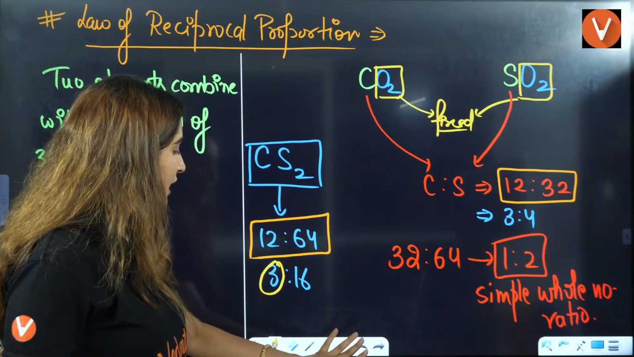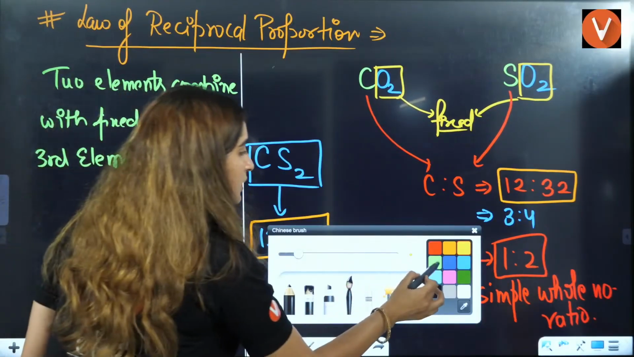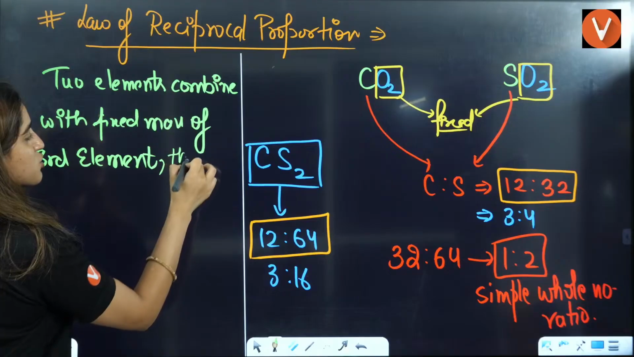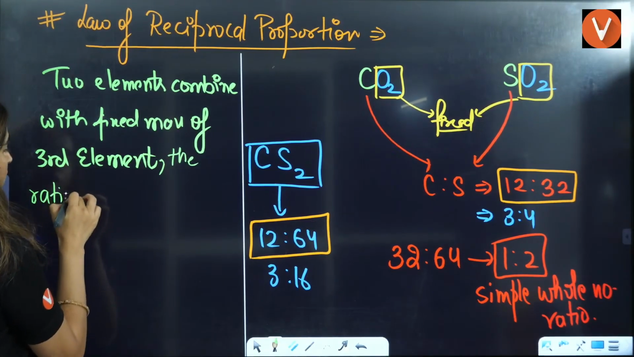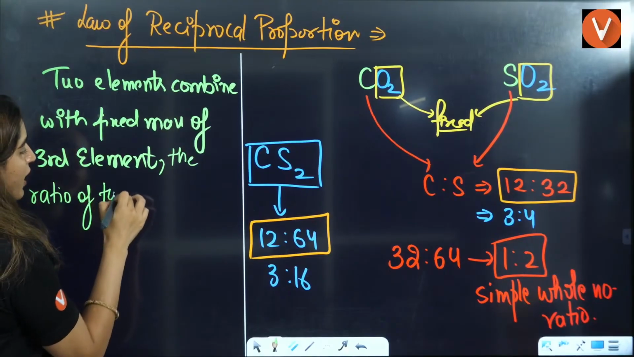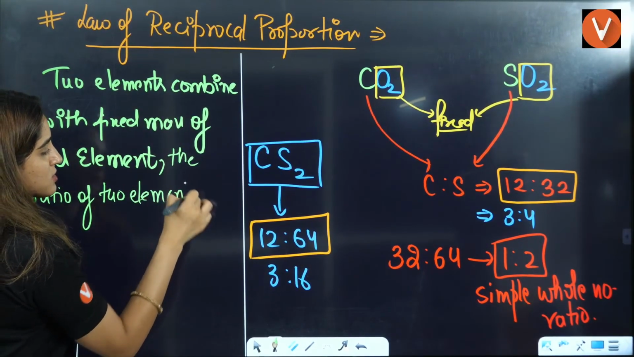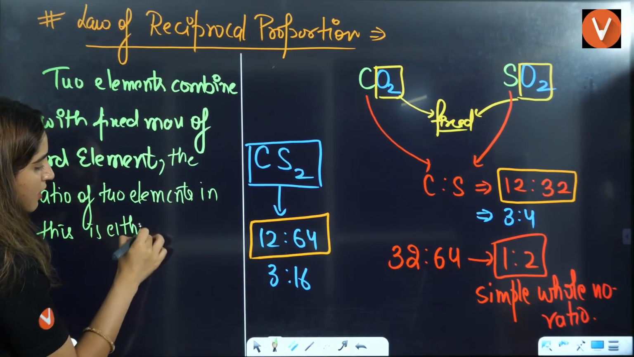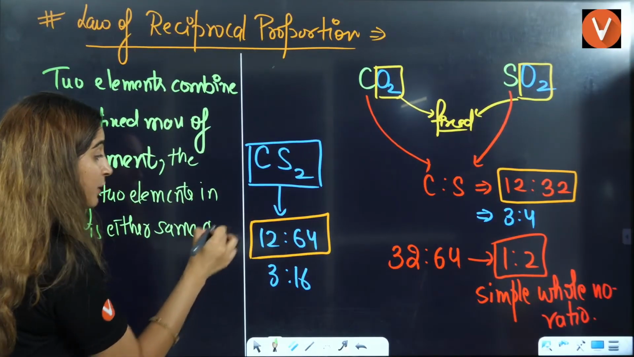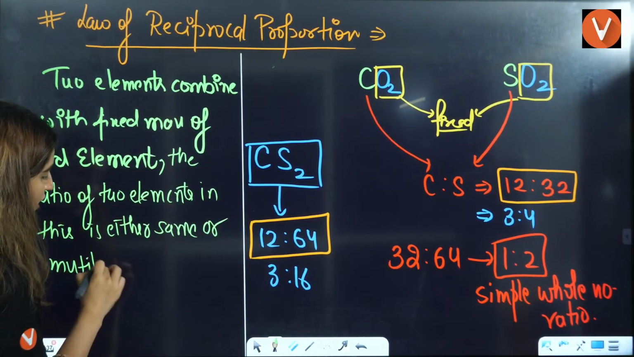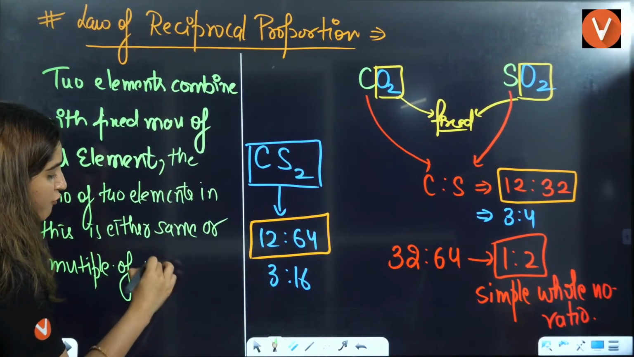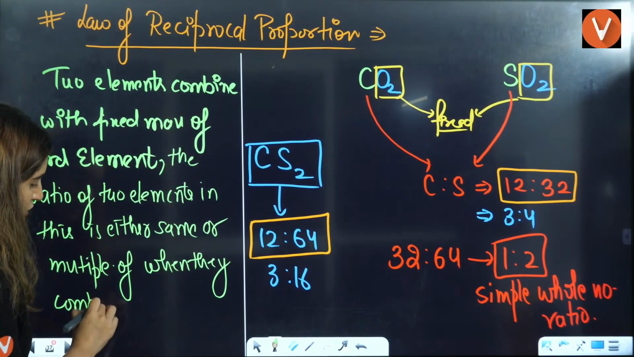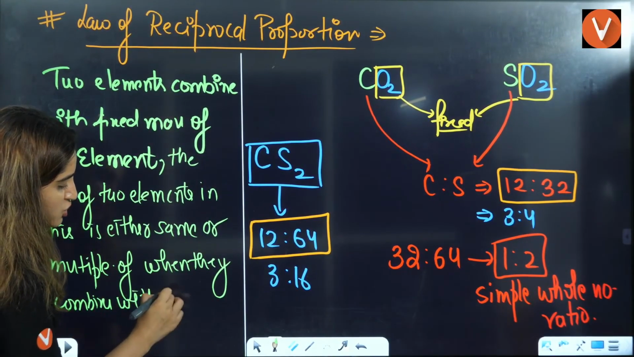But in reality, the exact definition is when they are combined, right? You can see the ratio of the masses of two elements in this form is either same or multiple. Here it is multiple, okay? Or multiple of when they combine with each other. When they combine with each other.